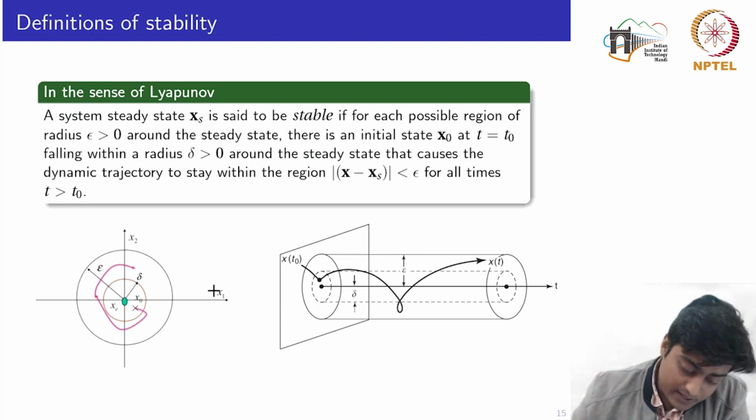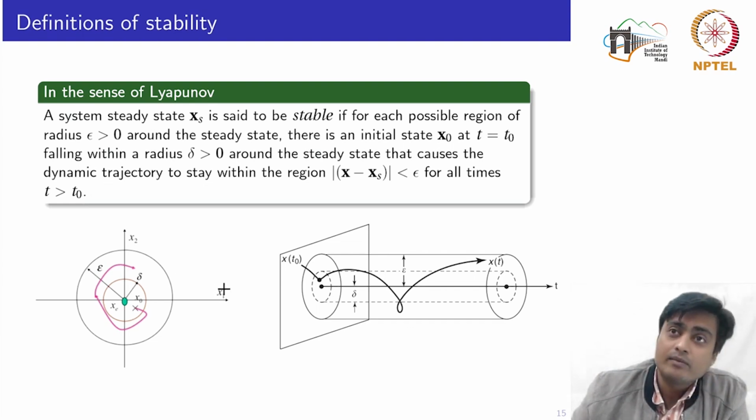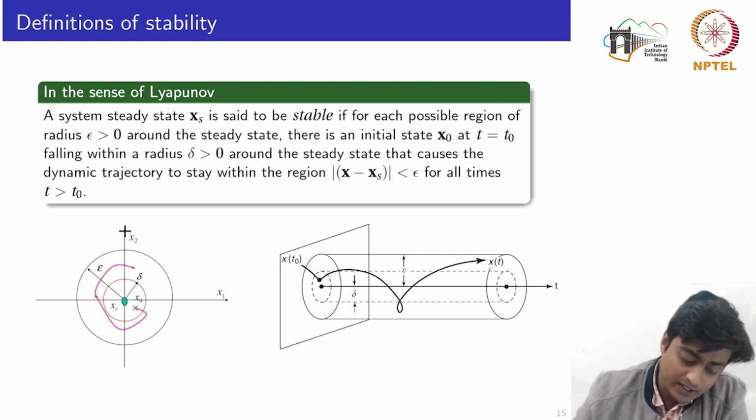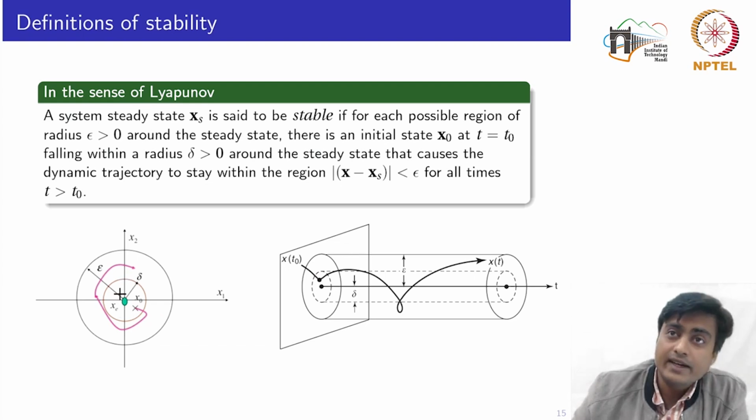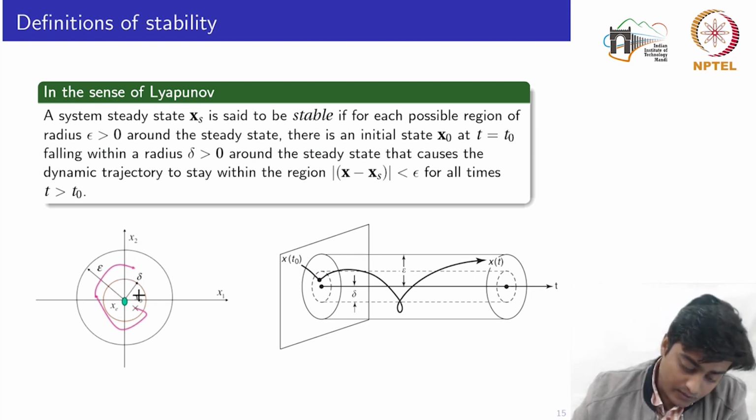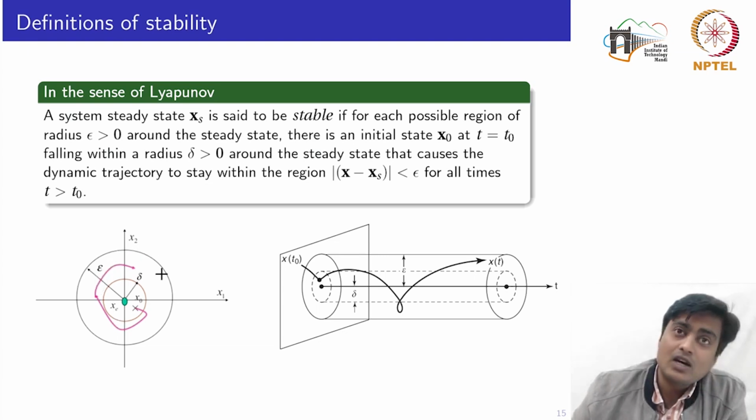So if we want to visualize this definition, let's consider a second order system, meaning a two state system x1 and x2, and we draw two circles, of radius epsilon and another of radius delta inside this epsilon. If I initialize my system at this value x naught, which is inside this delta, then for the whole time axis, that is t tends to infinity, my trajectory will not leave this outer circle. It will always stay in this circle.